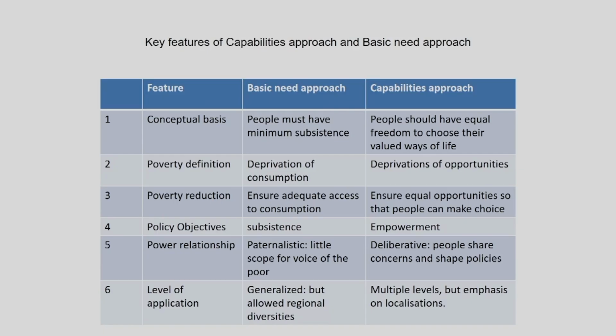So, it is looking only at a subsistence level, whereas the capabilities approach, which is trying to meet the needs of all sections of the community or the entire population, looking at various facets of development of an individual, has a more empowering policy objective. In terms of power relationship, the basic needs approach is paternalistic. It has little scope for the voice of the poor, whereas the capabilities approach is deliberative. People share concerns and shape policies.